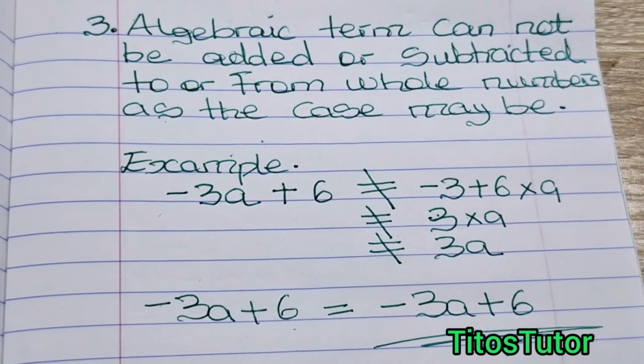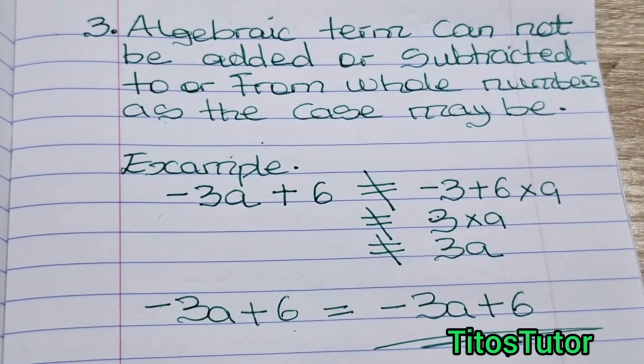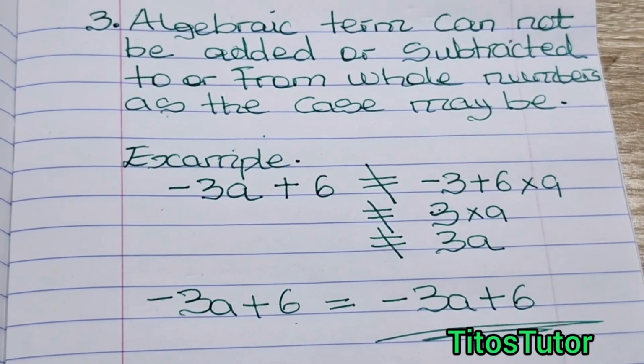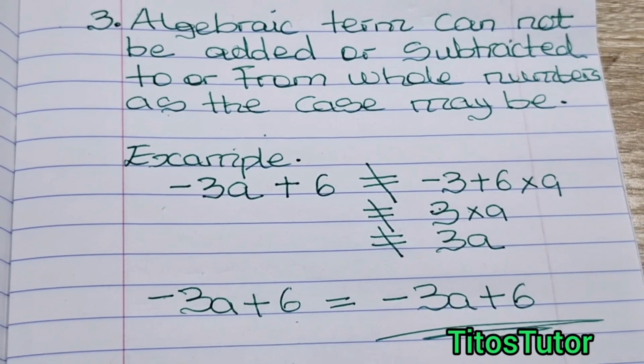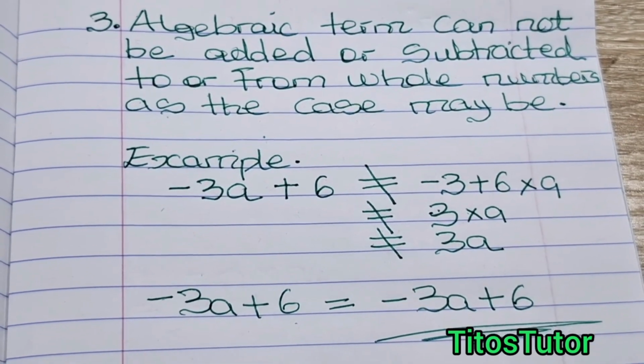You can only do that when your variables, which are your letters, are the same. So we say they are like terms. But from whole numbers, you can't.